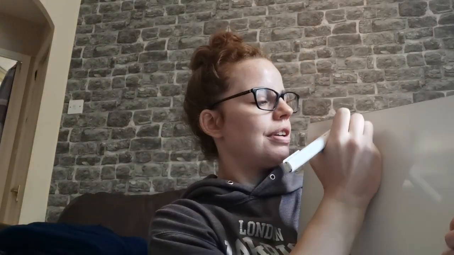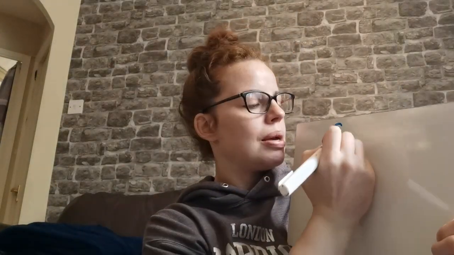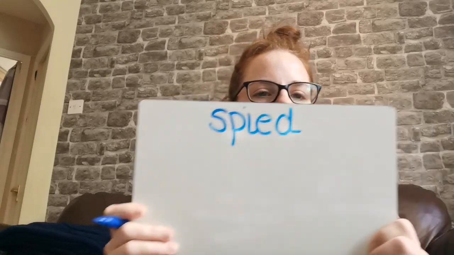Right, now I'm going to pick 4 words that we're going to write. The first one I will do with you, and then after that you will do it independently, all right? Our first word is "spied". Spied. So we sound it out: s-p-i-d. When we write it, we have s-p-i-d, "spied".